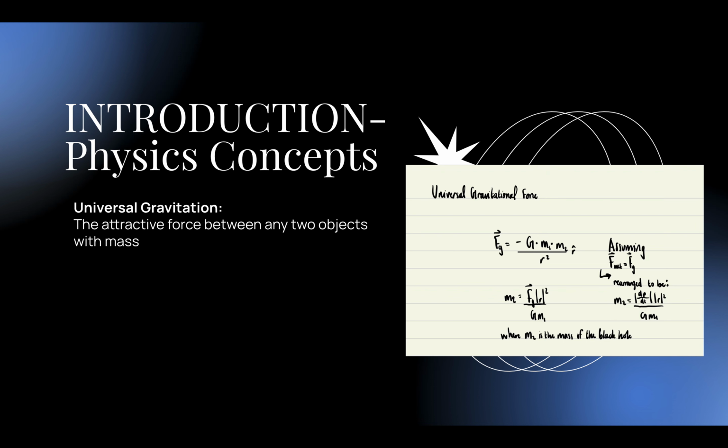The second key physics principle is Newton's law of universal gravitation, which concerns the attractive force between any two objects with mass. The equation can be seen on the right and can be rearranged to solve for the mass of an object. We're told that for the sake of this lab, the net force is equivalent to the gravitational force. So we can assume that the gravitational force is equal to the rate of change of momentum. From there, it's possible to substitute that value into the equation. So if we know the rate of change of momentum, we can then solve for m2, which in part 1 is equivalent to the mass of the black hole.